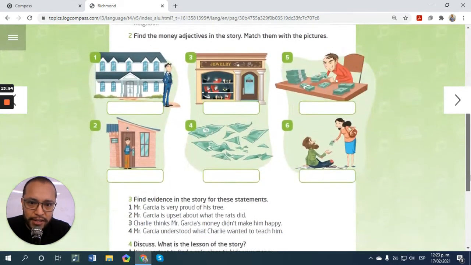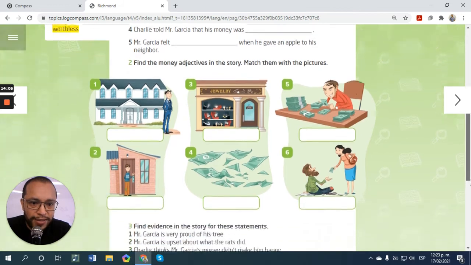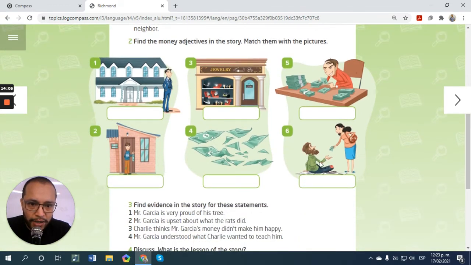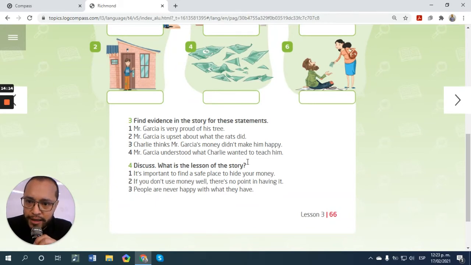And on the number 6, we put generous. Yes, this is the word that we put on the number 6 because this lady is giving money to a person who needs it. That person, this lady, is generous. Esta señora es generosa.